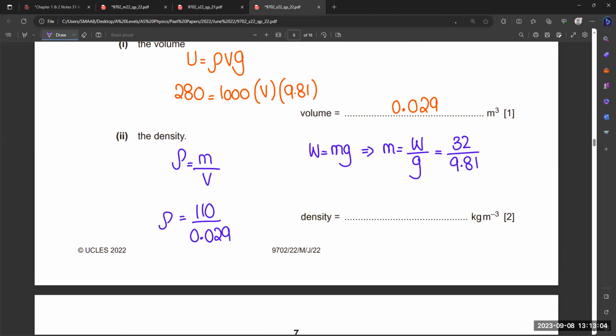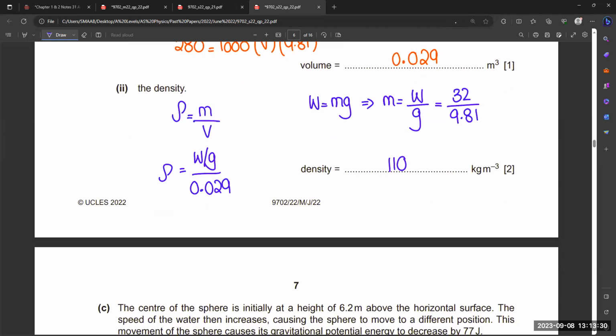And your density will be, so your final answer is 110. I just put it in the calculator, 32 divided by 9.81. Right, so you got the answer. Density is equal to 110 kilogram per meter cube.